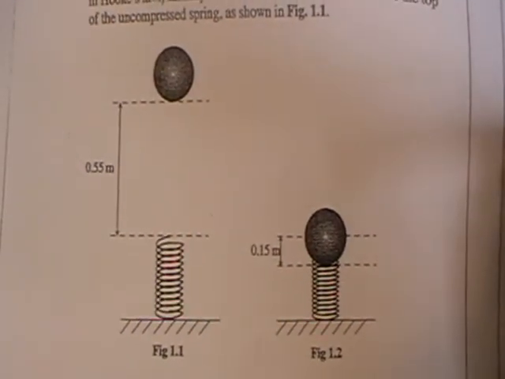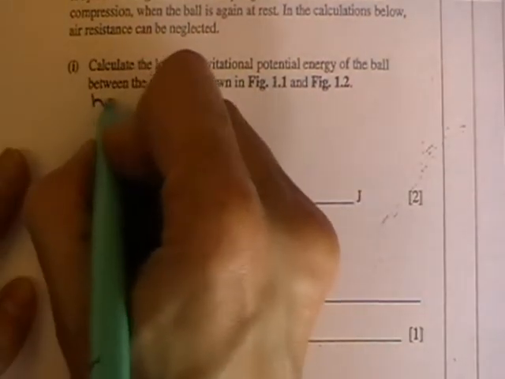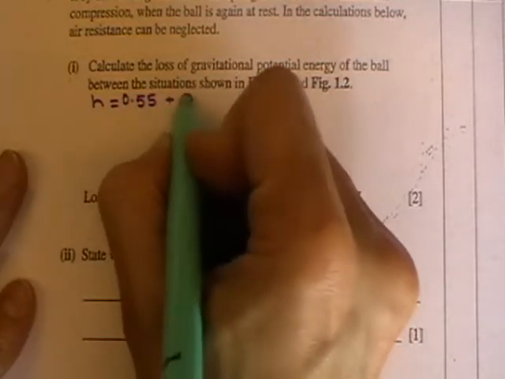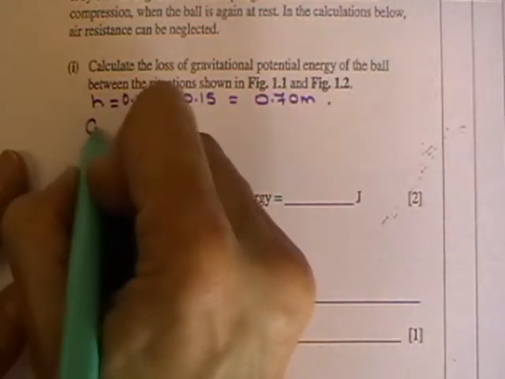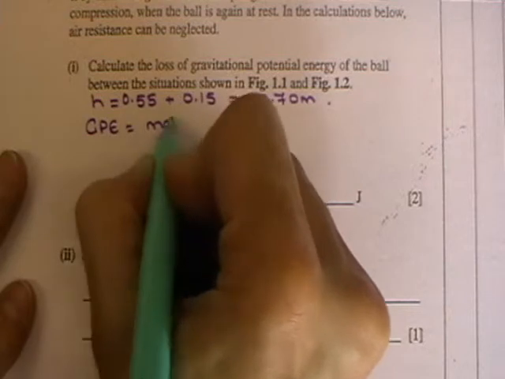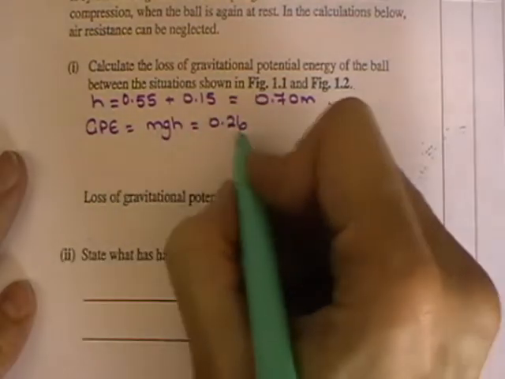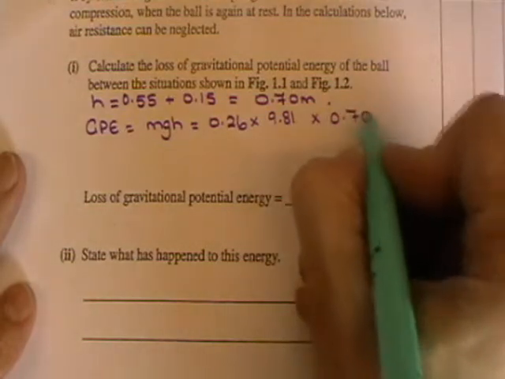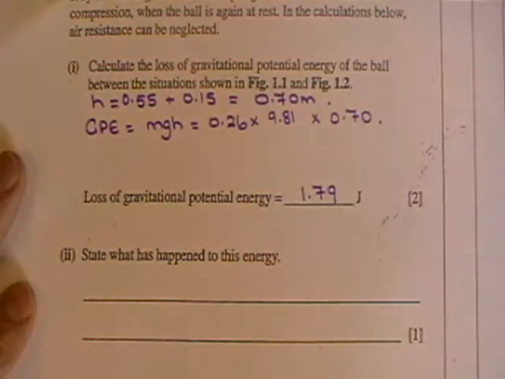So obviously that's mgh, and h is that 0.55 plus the 0.15. That is how much gravitational potential energy it has lost. So the height that it's fallen through is 0.55 plus 0.15, so it's a distance of 0.70 meters. So GPE equals mgh, and that's equal to 0.26, which is the mass of the ball, 0.26 kilograms. G is 9.81, and h is 0.70 meters. And that gives you an answer of 1.79 joules.